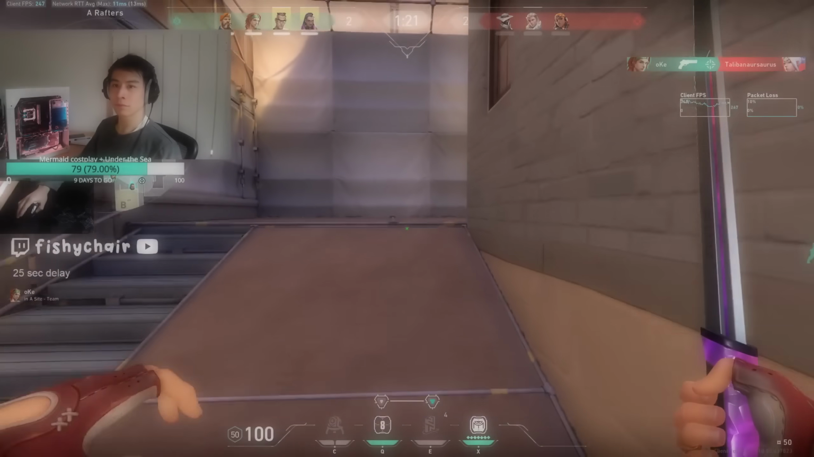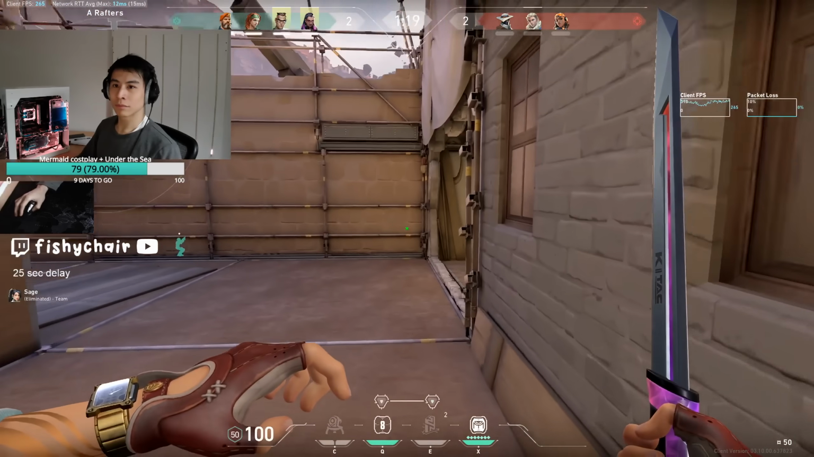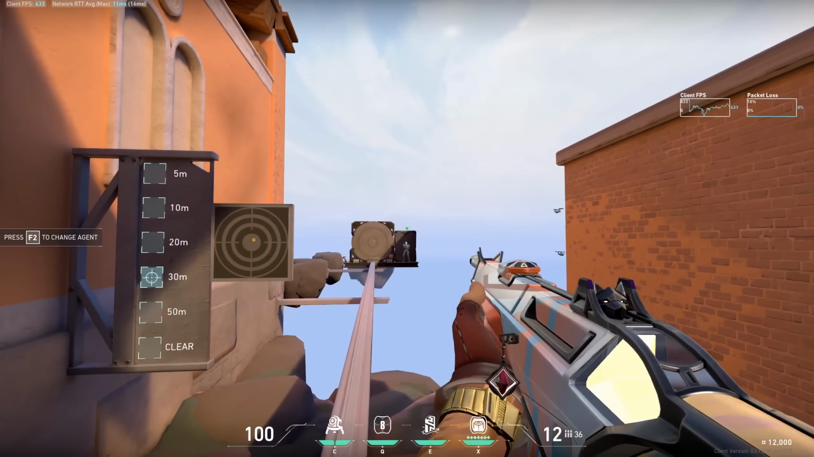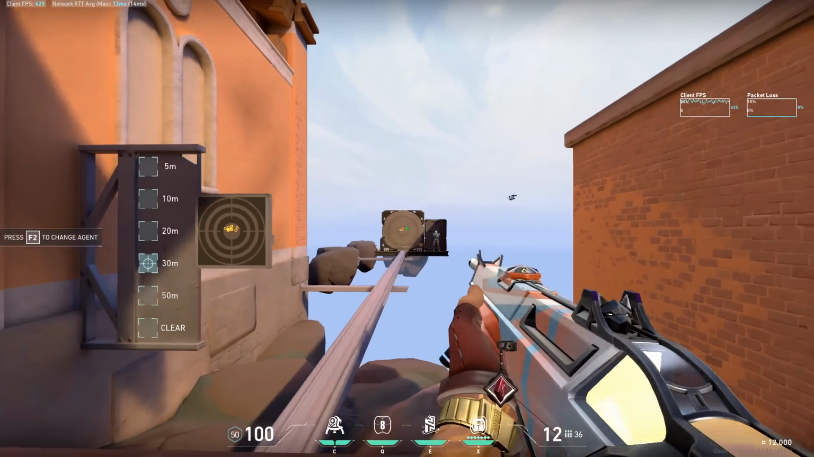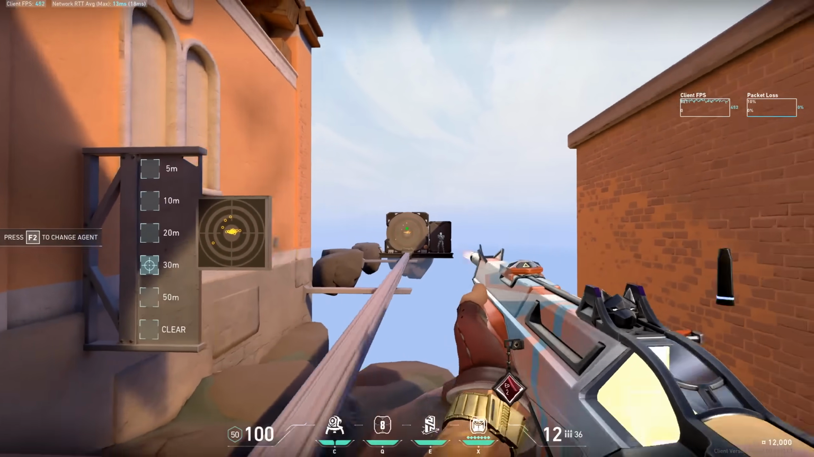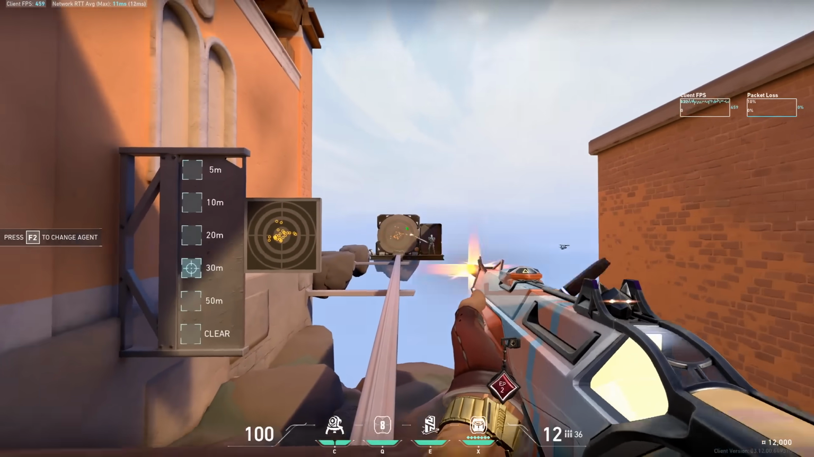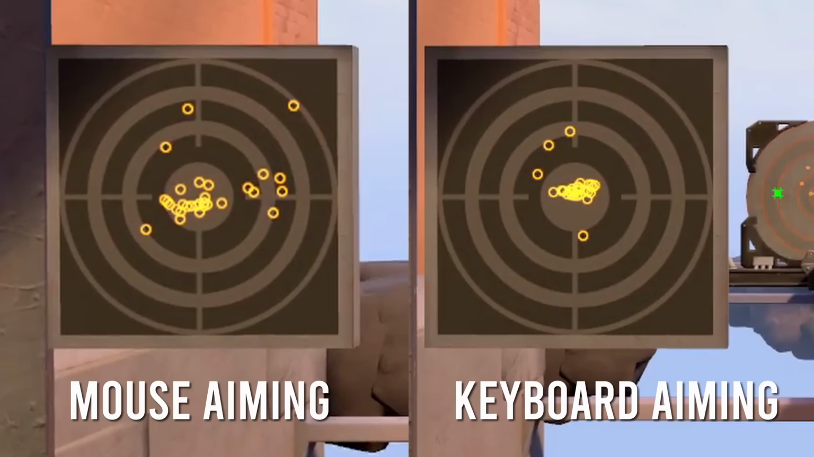I'm going to cover some fundamentals before I go through the topics. Let's talk about variance. Variance is a measure of variability in a dataset. Let's compare mouse aiming versus keyboard aiming, for example. In this dataset, I will record which circle my bullet lands in with mouse aiming versus keyboard aiming. You can see that using your mouse to aim has more variance than using your keyboard to aim.